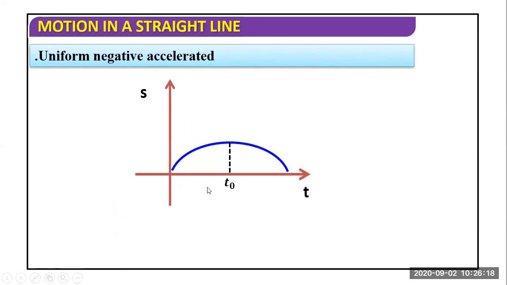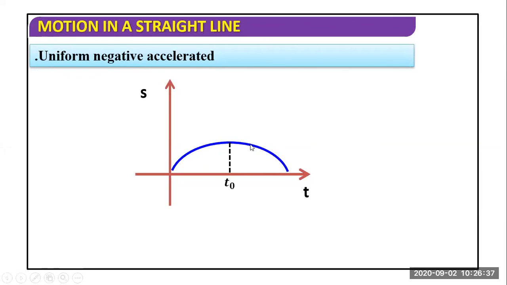So you can see this graph. See, initially slope is positive. Slope positive means velocity is positive. As you move forward, velocity is becoming less. The slope is becoming less. And at this point t naught, the slope is becoming what? 0. Slope is 0 means velocity is 0 here.